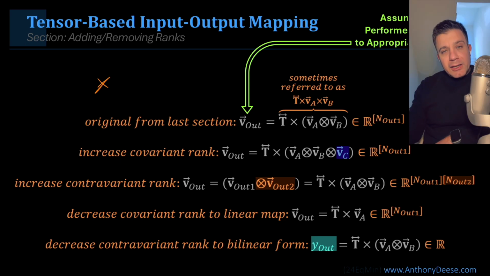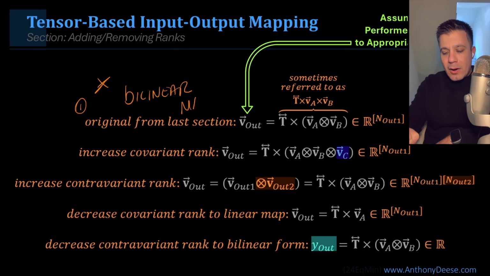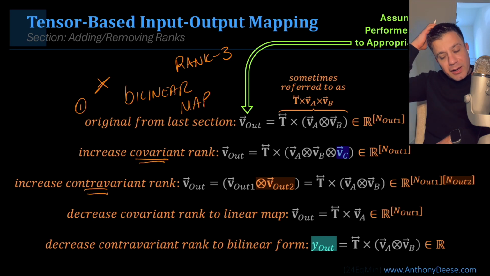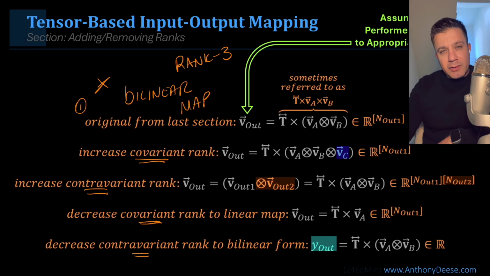But in addition to that, we also want to know how to build higher rank, more complex tensors. And so that's what we're trying to do here with the 5 cases we defined previously. We have our original base case, which is the bilinear map. Okay, our rank 3 tensor. And what we said was that we're looking at 4 additional cases, which is what happens if we increase the covariant rank, what happens if we increase the contravariant rank, what happens if we decrease the covariant rank, and what happens if we decrease the contravariant rank.